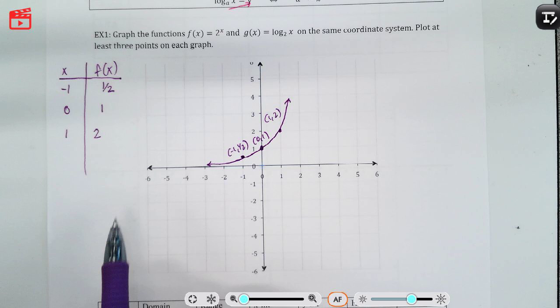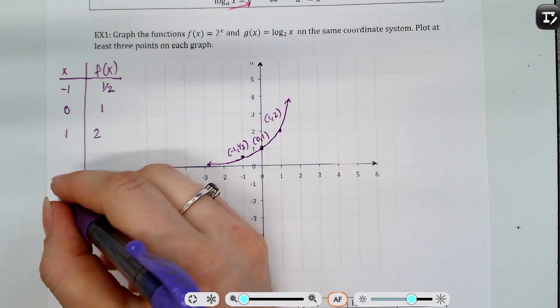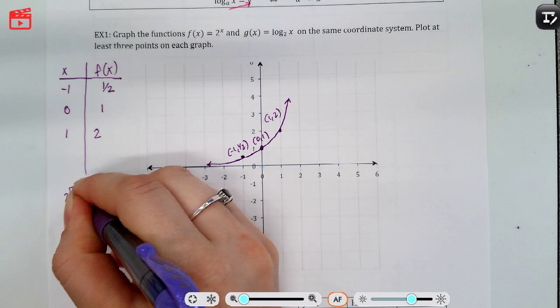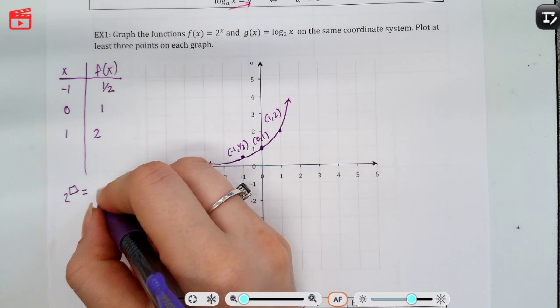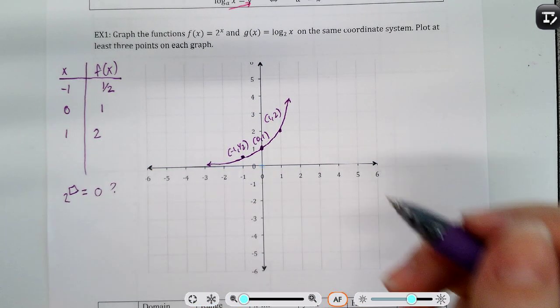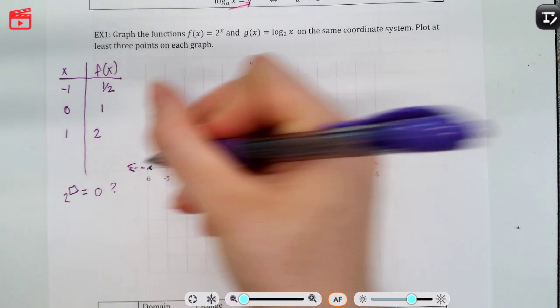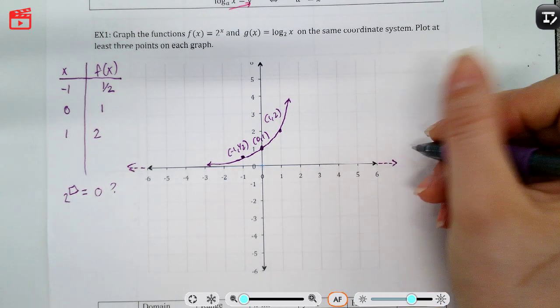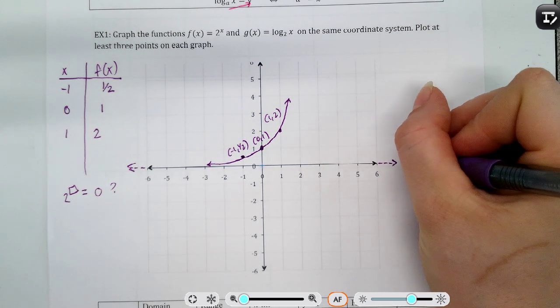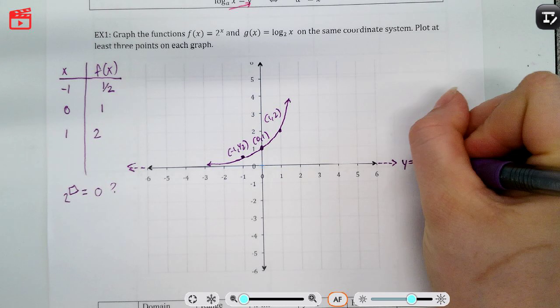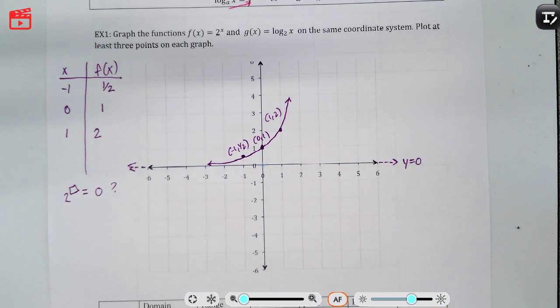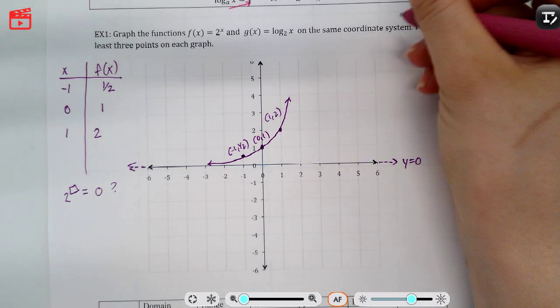In question, can we ever raise 2 to a power and get the y value of 0? No, it's never possible. So we have our horizontal asymptote of y equal to 0. All right, so let's go ahead and graph g of x.